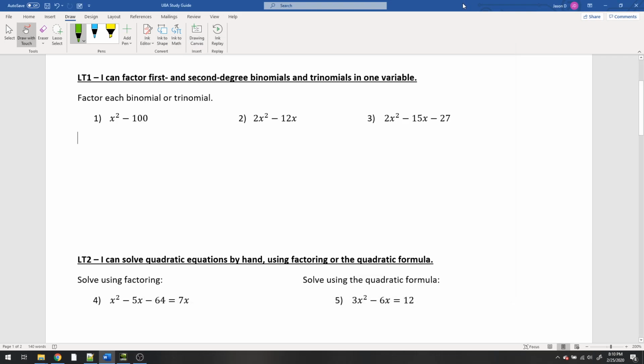Hey, this is learning target number 1. You need to learn how to factor. And there are 3 different kinds of factoring that we got to talk about here. The first 2 are going to be very easy to do because they're actually special formats. But the last one's going to be a little bit more work.